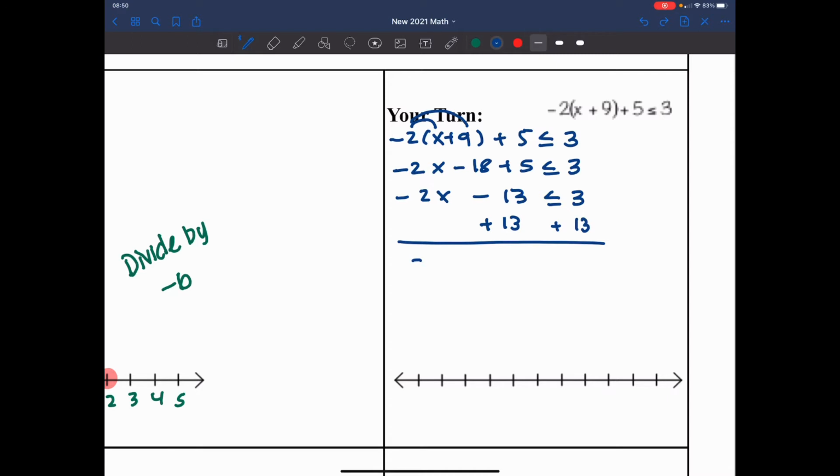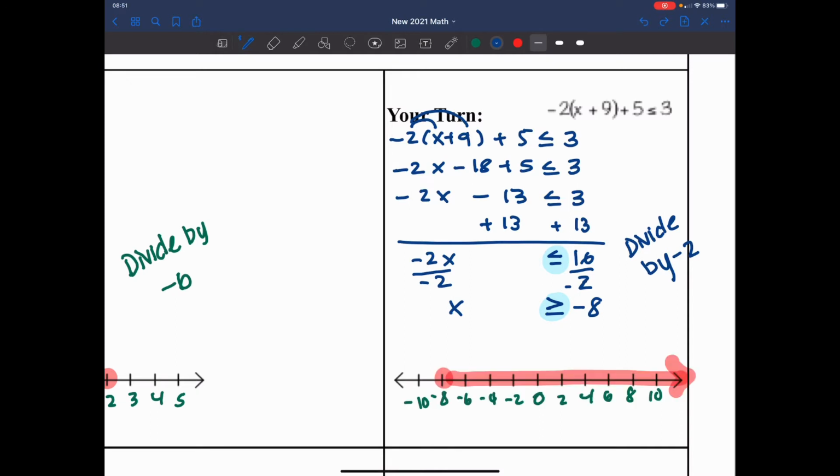I'm going to add 13 to both sides. I bring down that negative 2x, so I have negative 2x is less than or equal to 16. So I'm going to divide both sides by negative 2. And then that changes the direction of my inequality. So I say x is greater than or equal to negative 8.